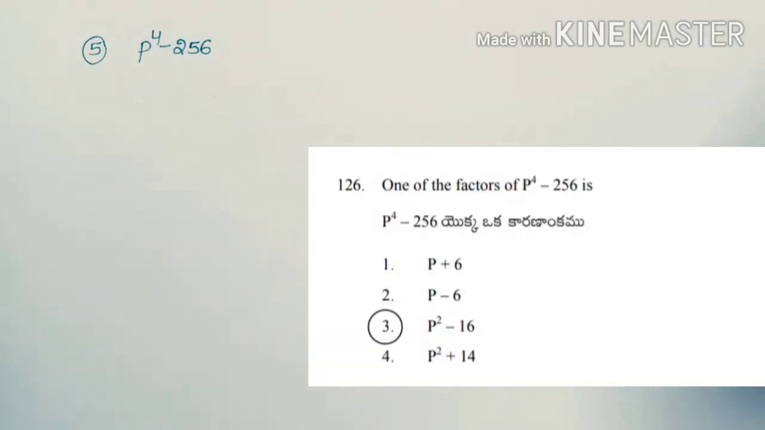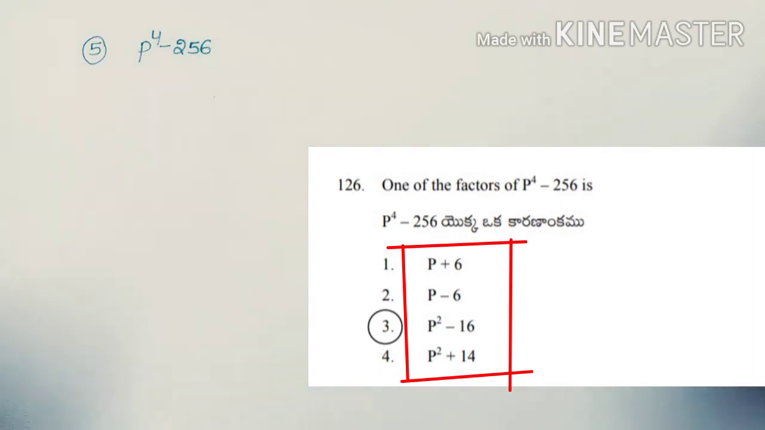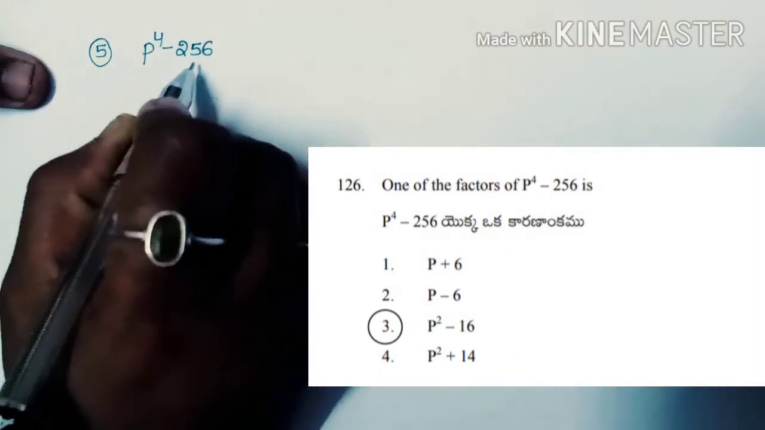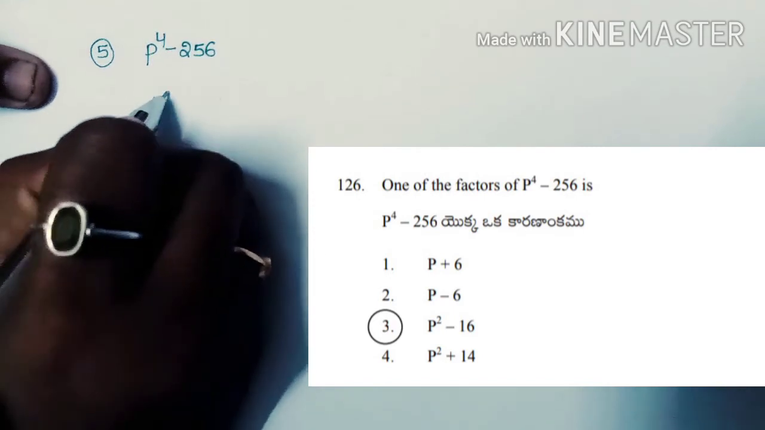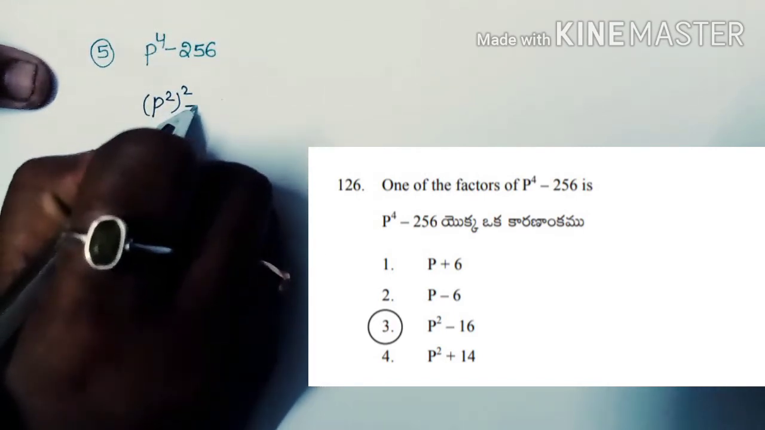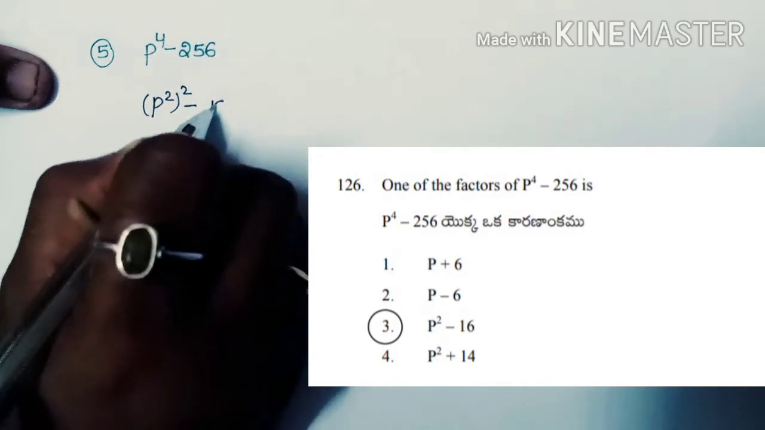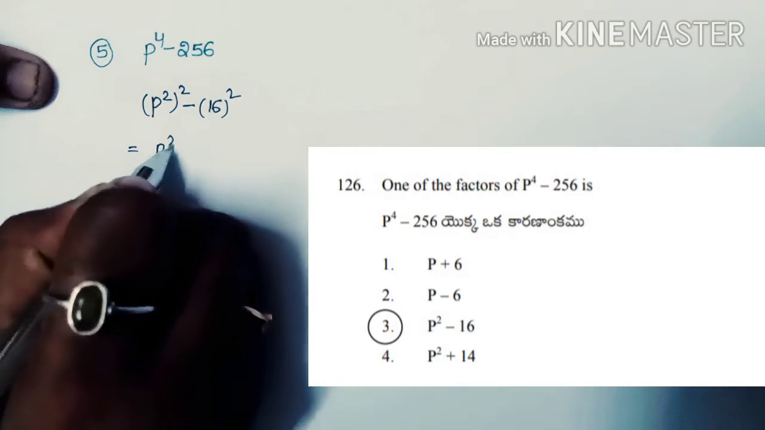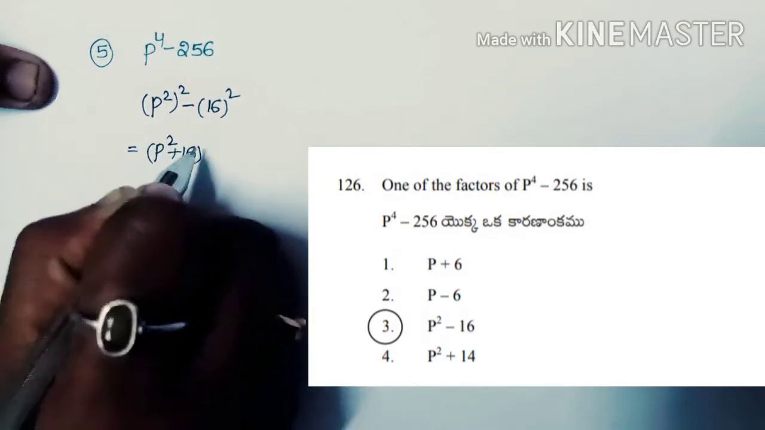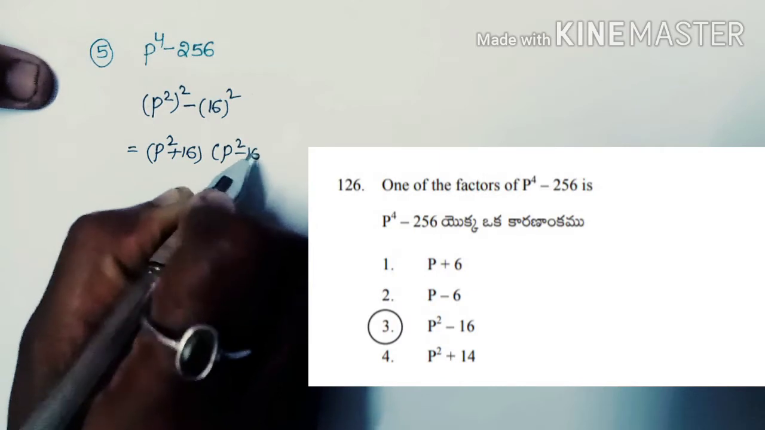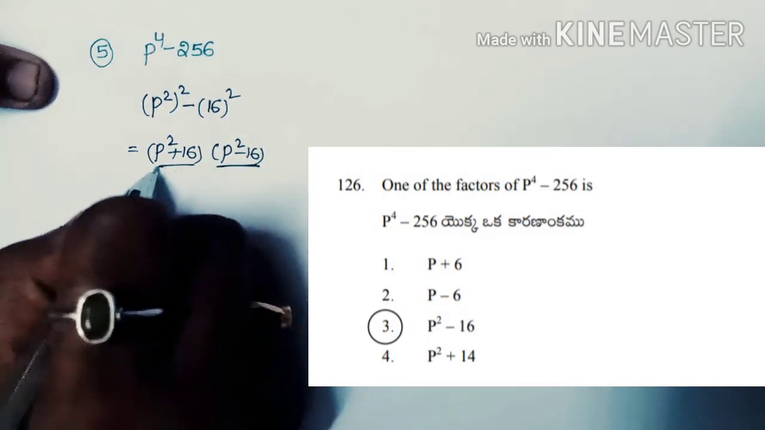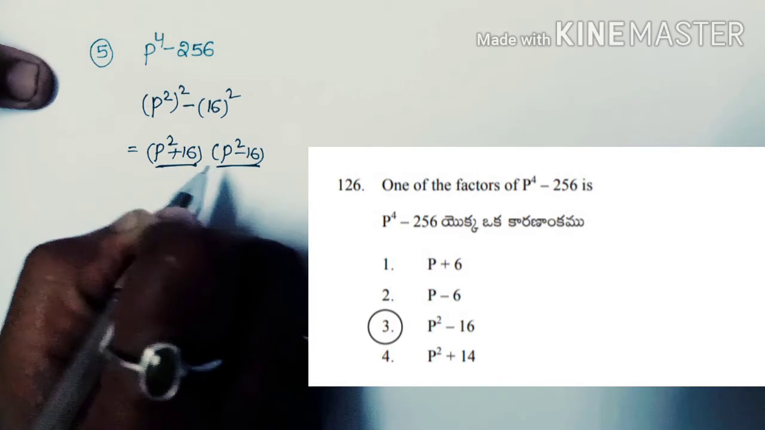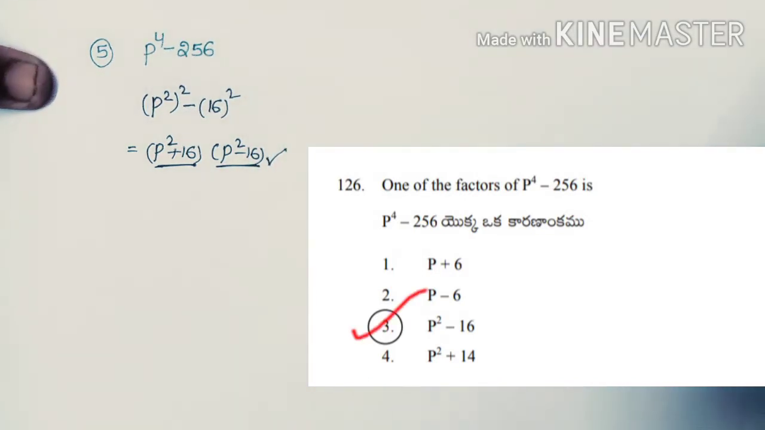Next problem: one of the factors of p power 4 minus 256 is, the options are p plus 6, p minus 6, p square minus 16, p square plus 14. The given expression is p power 4 minus 256. This is taken as p square whole square minus 16 whole square. Now this is in the form of a square minus b square, that is a plus b into a minus b, which is p square plus 16 into p square minus 16. So p square minus 16 is one factor and p square plus 16 is one factor. So the answer is the third option, that is p square minus 16.